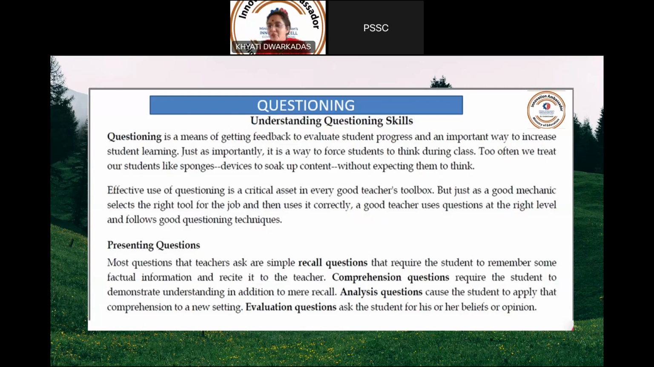Now, effective use of questioning is a critical asset in every good teacher's toolbox. Like a good mechanic knows the best tool for the operation he is going to be carrying out, a good teacher knows the best tool, knows which question to ask when. So when you are presenting your questions, you need to keep Bloom's taxonomy in mind, where recall and understanding are lower order questions, application based are middle order, and the other three are the higher order.